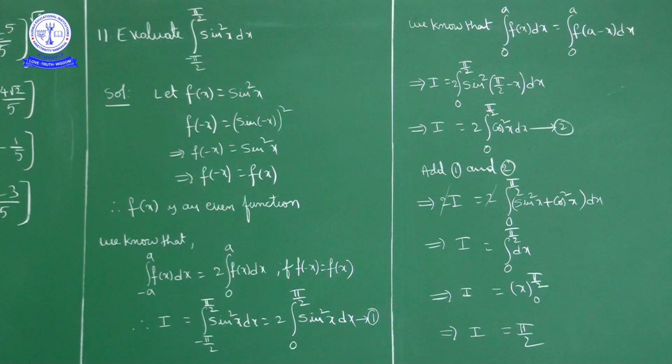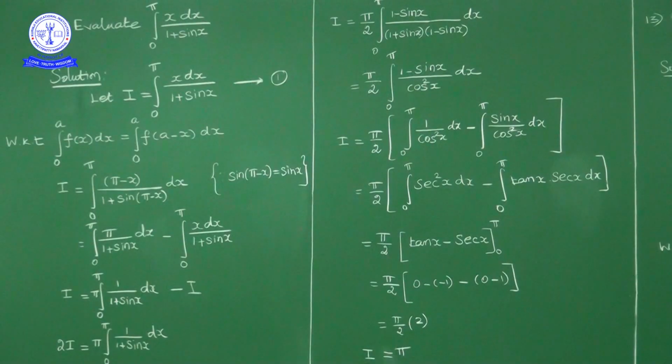Now by adding 1 and 2, left hand side 2I is equal to right hand side 2 times integral 0 to pi by 2 sin square x plus cos square x dx. So sin square x plus cos square x is how much? 1. 2 cancels. So I is equal to integral 0 to pi by 2 1 dx. Integral dx is x, lower limit 0, upper limit pi by 2. So I is equal to pi by 2 minus 0, pi by 2.